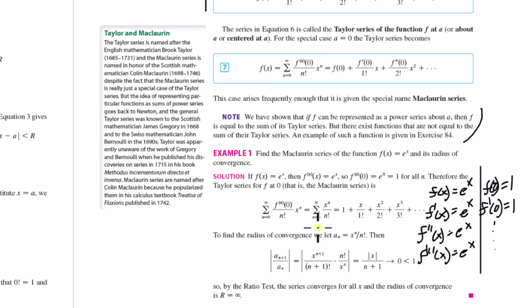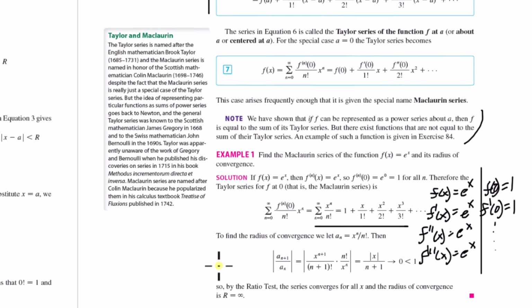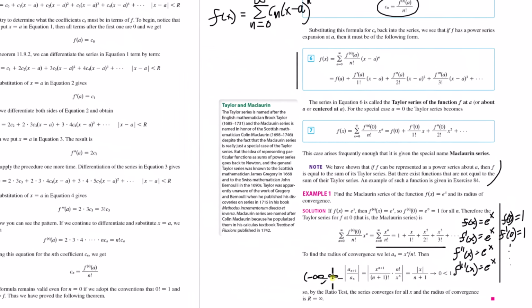Okay, so now, even though we can't set e to the x equal to this, we can still find out what the radius of convergence of this series is. We use the ratio test. So they apply the ratio test, and the limit as n approaches infinity of the absolute value of a sub n plus 1 over a sub n is 0 for all x. So the radius of convergence is infinity. That's what R is equal to, and the interval of convergence is negative infinity to infinity.